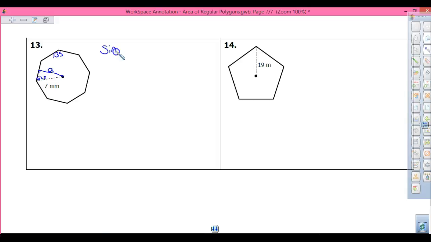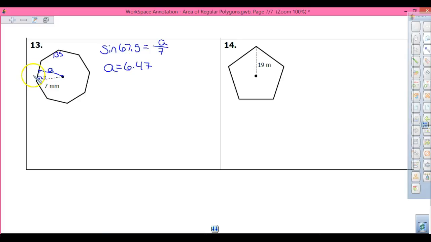So I'm going sine 67.5 equals a over 7. So now we're multiplying. 7 times sine of 67.5. 6.47. And apothem is 6.47.